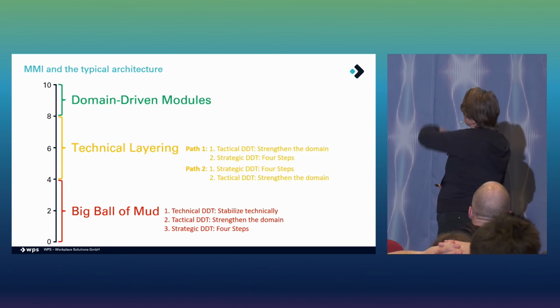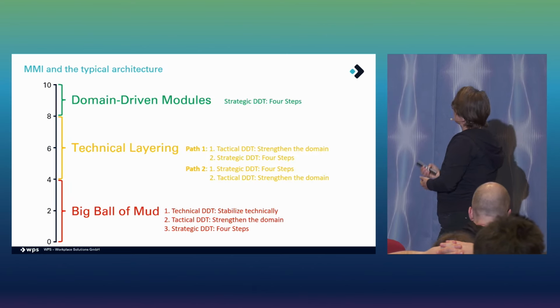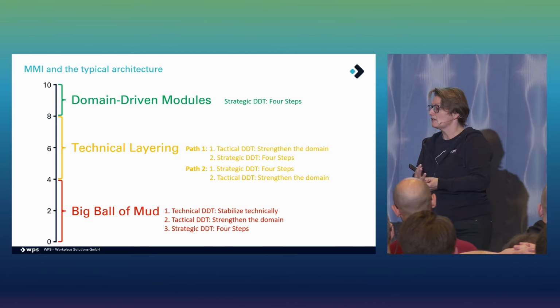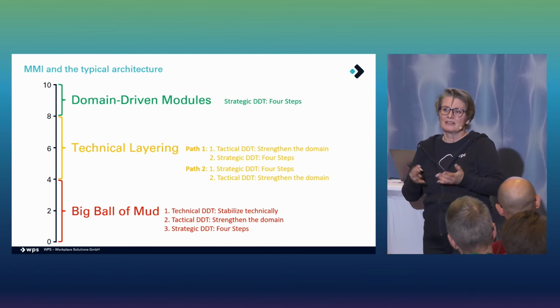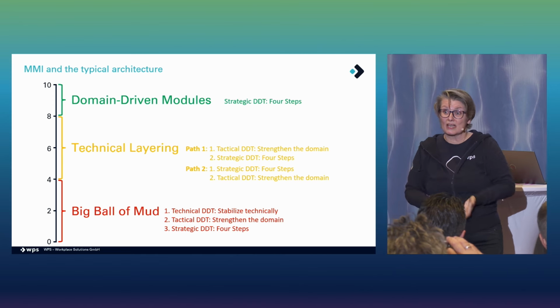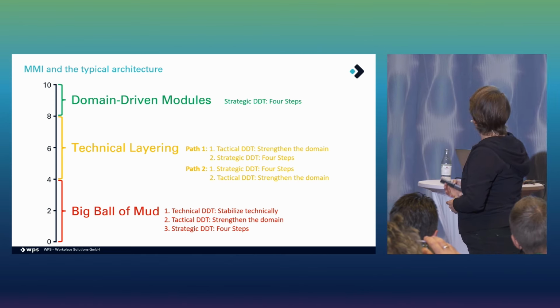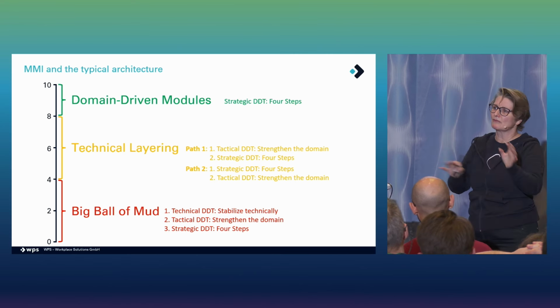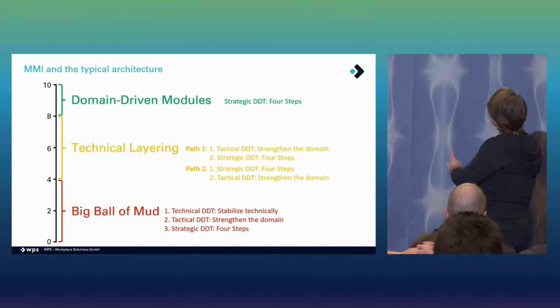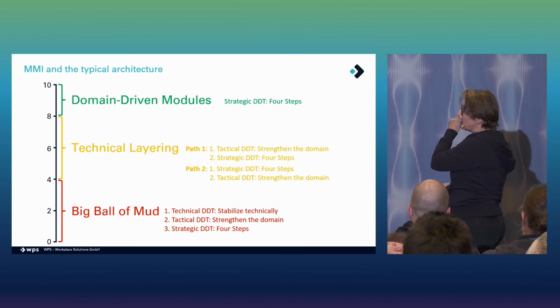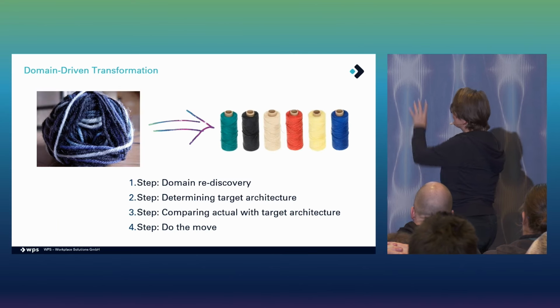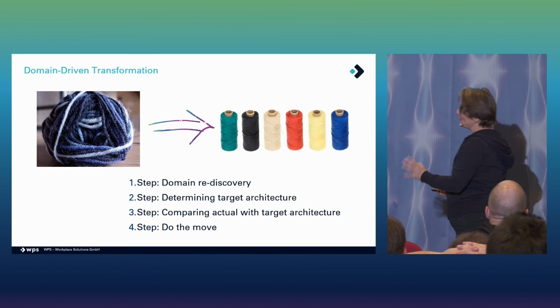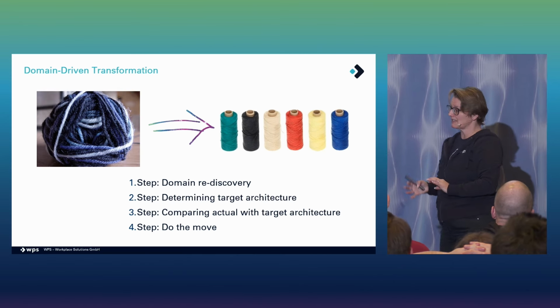So the last part is if we already have a domain-driven module architecture. If the system is already modular from a domain perspective, then we can just do the 4 steps to find the little mistakes, rearrange a bit, and we are on the good side of the story. So now you know the 4 steps of domain-driven transformation and how they relate to different architectures.